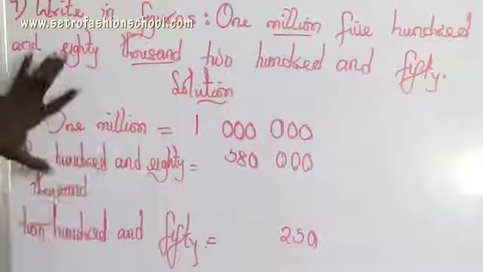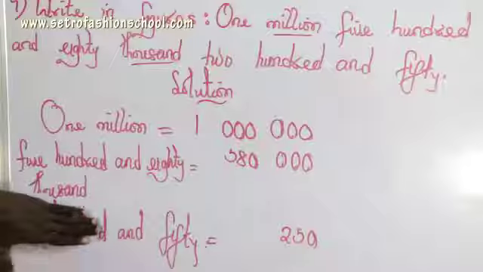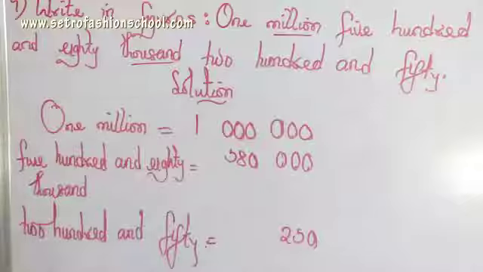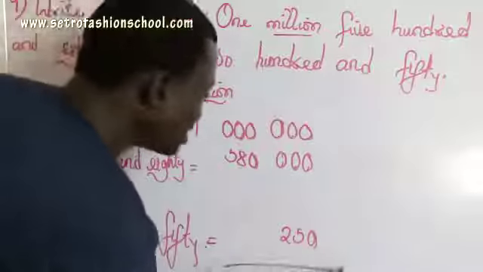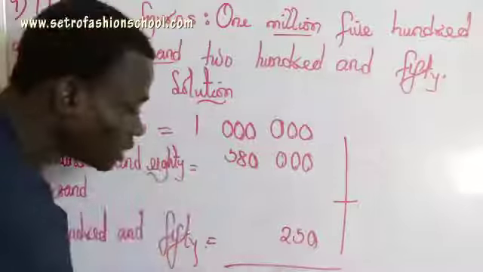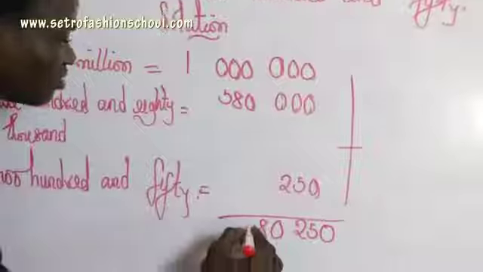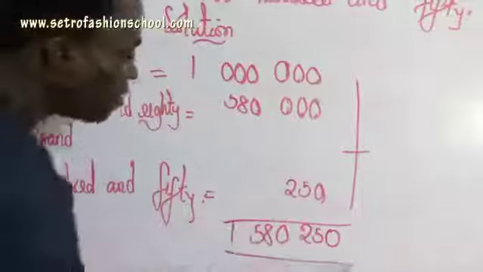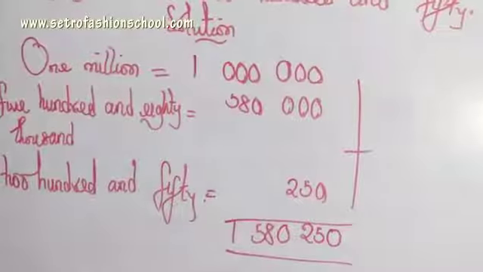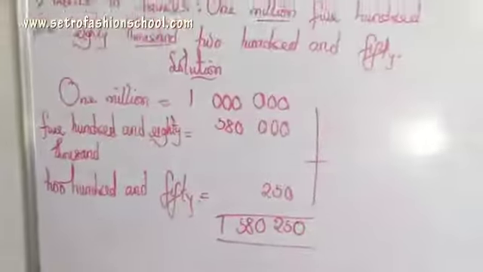We have just broken all the word form of this number down to figure form. These ones are word form, while these ones are figure form. Now the next thing you have to do is add them together, and that's going to be 0, 5, 2, 0, 8, 5, and 1. Eventually you have the figure form finally, which is 1,580,250. And that's the figure form.